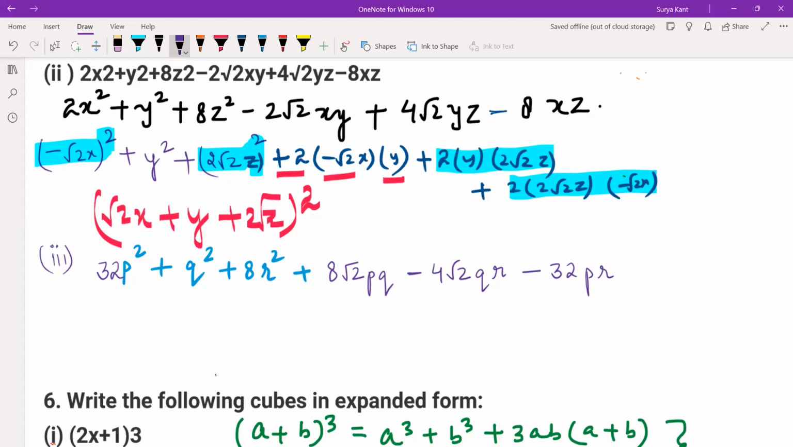Sir, I don't know how to solve this one. Get his answer. I don't know how to solve this one. See, 32 can be written as what? What can we write for 32? 4 root 2 whole square we can write.